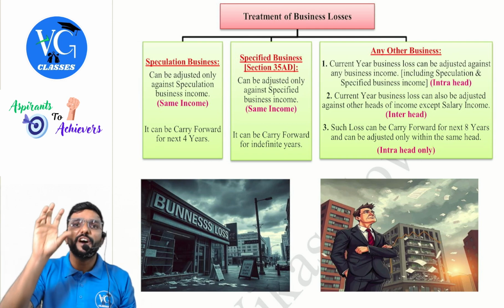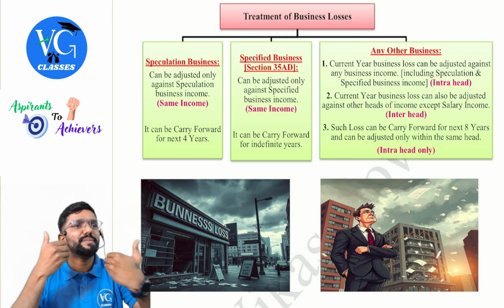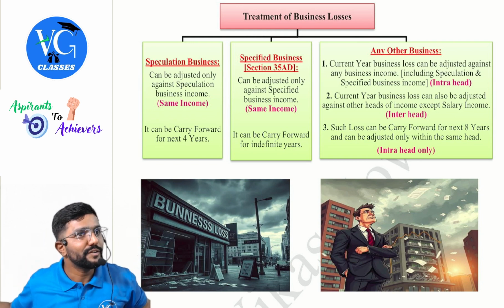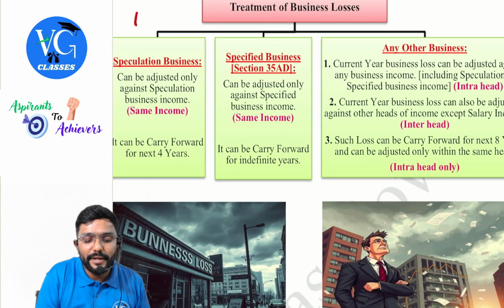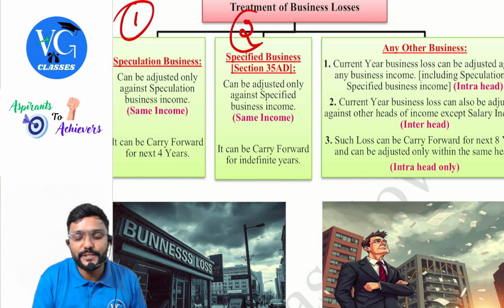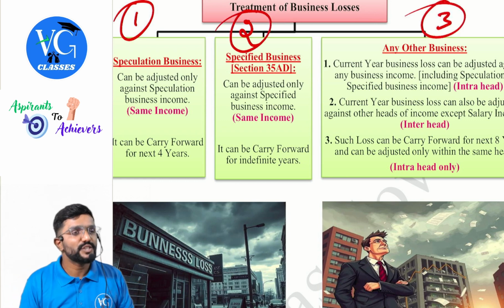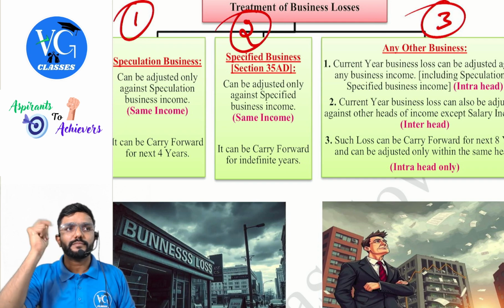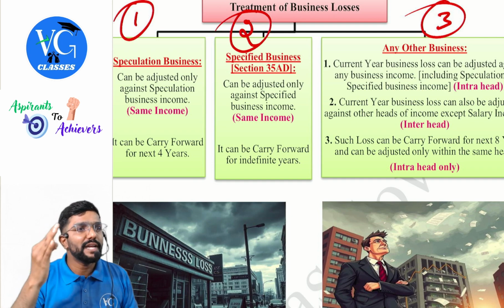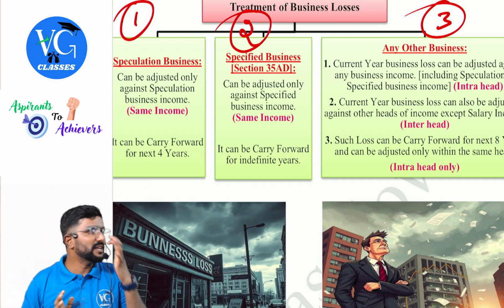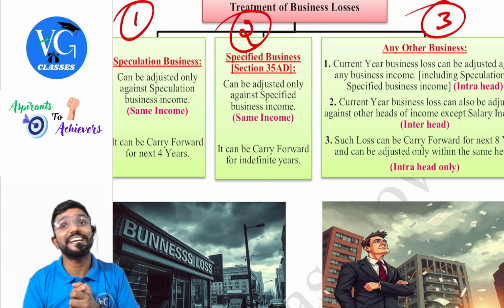Yes. Guys, for income tax purposes, for loss adjustment, we will treat the business in three categories. Only for loss adjustment. What is it, sir? First category, speculation business. Second category, specified business. Last category, all others. So speculation business means anything I buy and sell online without physical delivery. That is called speculation. I am taking advantage of price fluctuations, like intraday transactions and all.